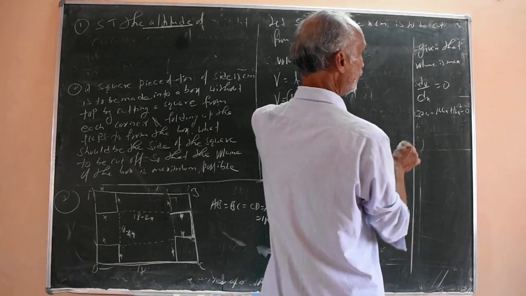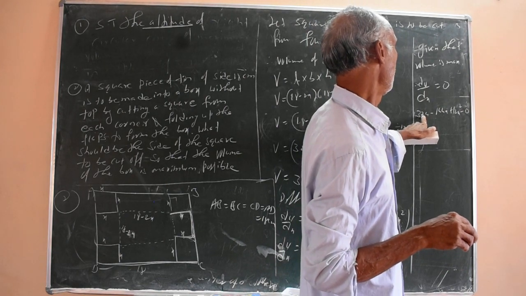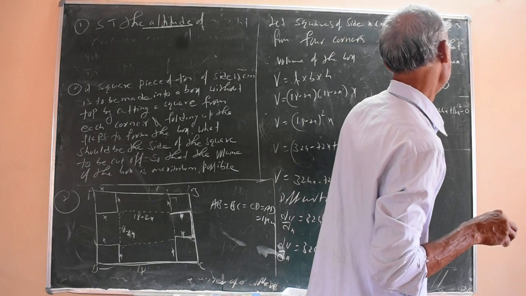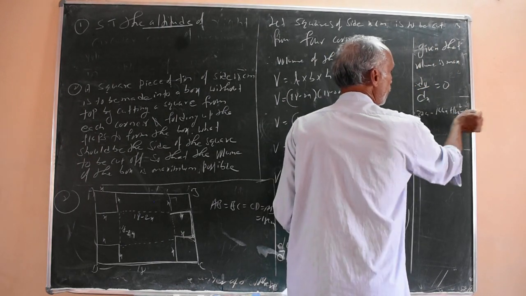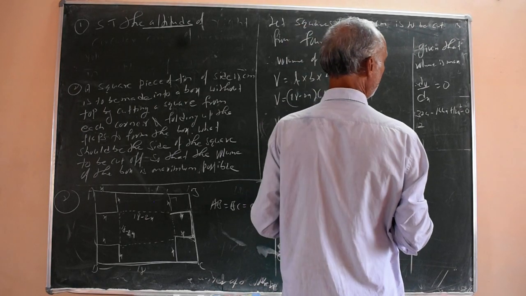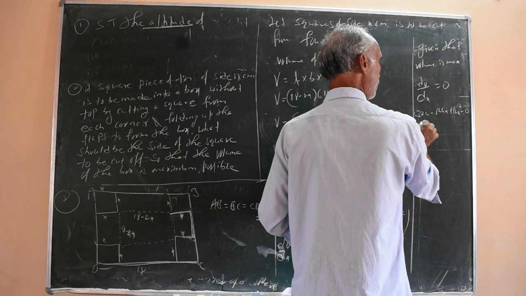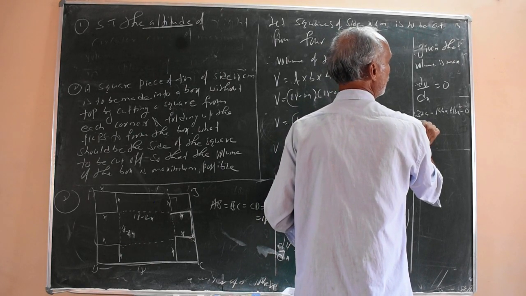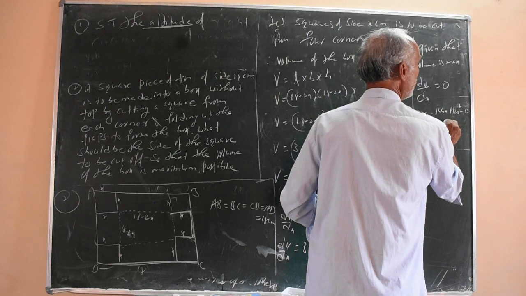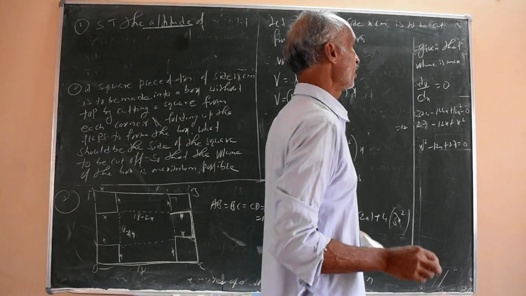Therefore, it is a quadratic equation, dividing by 12 to find x. 144 divided by 12 is 12, 324 divided by 12 is 27. So x square minus 12x plus 27 is equals to 0.